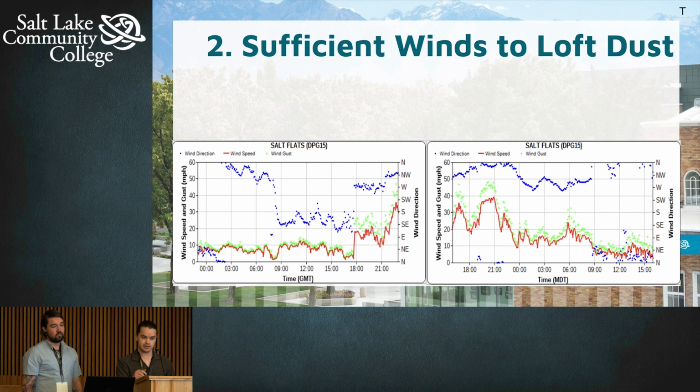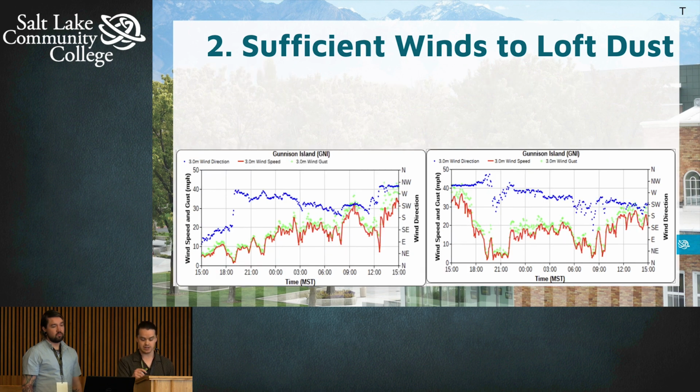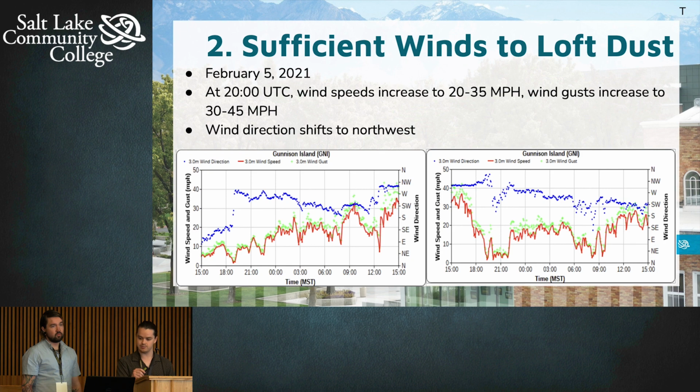And then again, to get a dust storm, you need some pretty high wind speeds. And we see later in the evening, we see an increase from between 20 and 40 mile per hour winds and gusts that reached up to 50 miles per hour. And for this event, it was on April 5th, we had wind direction shift between west and northwest. And then here's that muddy snow event for February 5th again. Later in the evening, wind speeds were at 20 to 35 miles an hour, and with wind gusts up to 30 to 45 miles per hour. And this one traveled mostly northwest.